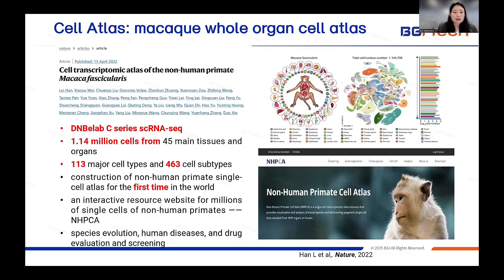Then this data was used to construct the non-human primate single-cell atlas for the first time in the world. Also, this data is available on the interactive website NHPCA. And this data can be used in areas like species evolution, human diseases, and even drug evaluation and screening.